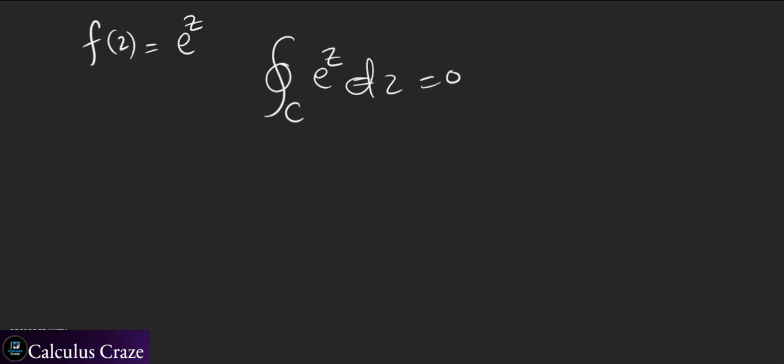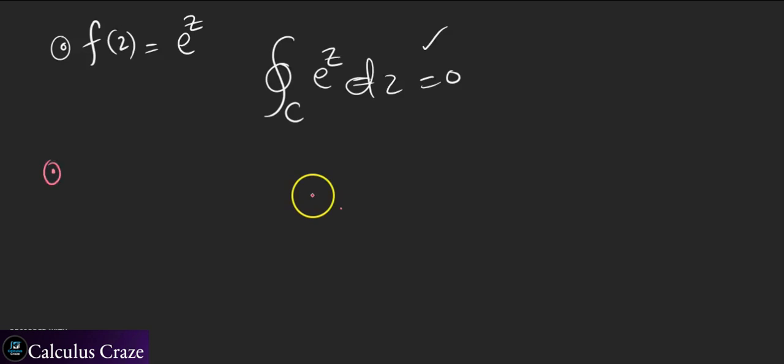Why? Because this function is entire, and this function has to be continuous and analytic at every point in the complex plane. So in particular, you give me any simple closed contour, and I can say that this function is going to be analytic on that and within that. So whenever you integrate e to the z over any simple closed contour, without evaluating, you will write that this integral is 0.